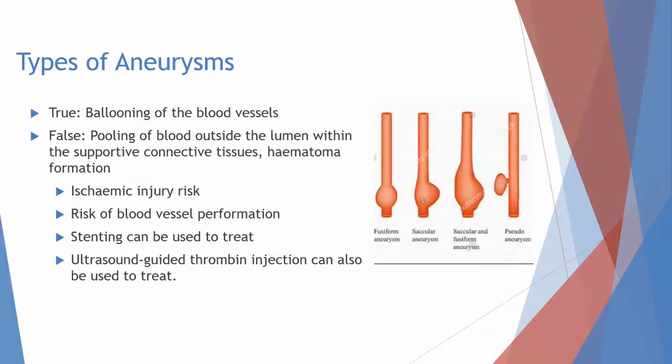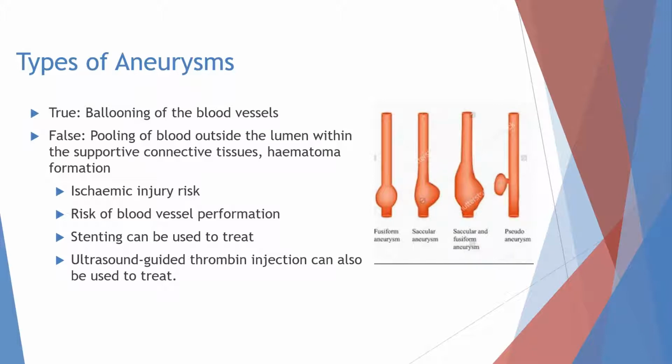What we tend to find in real life or with AAAs is that you get this mixed presentation or mixed morphology where you have saccular and fusiform components. So you end up with this large, irregular, globular shape to the artery. The last image on the right is shown as a pseudoaneurysm, where you have this very isolated focal dilation of the arterial wall. And this brings us nicely onto the second way of classifying aneurysms, true or false.